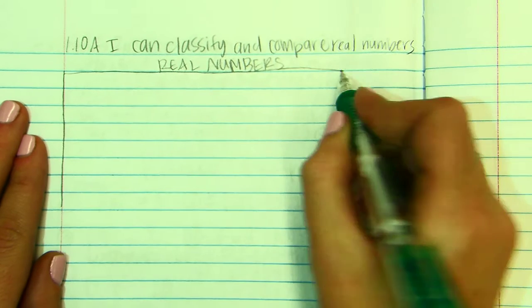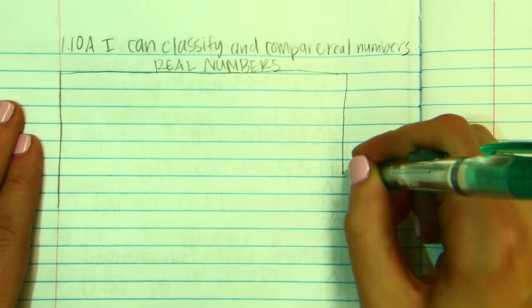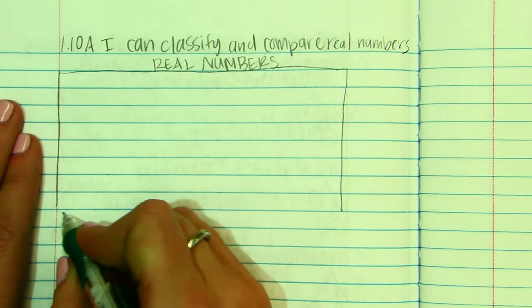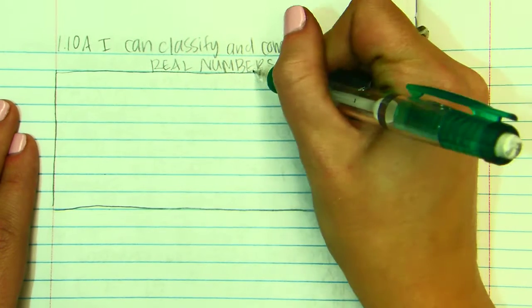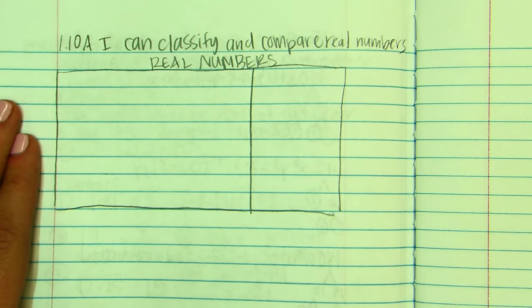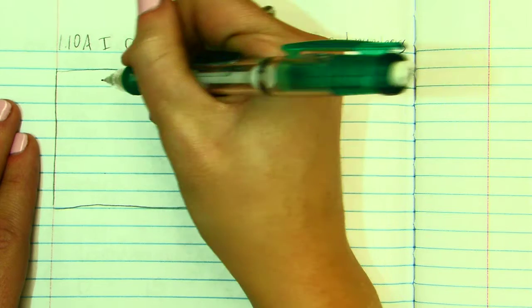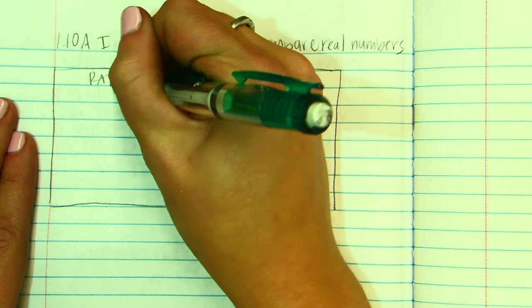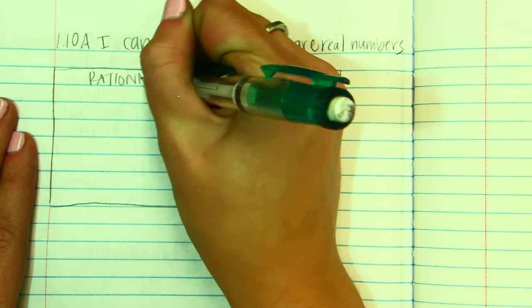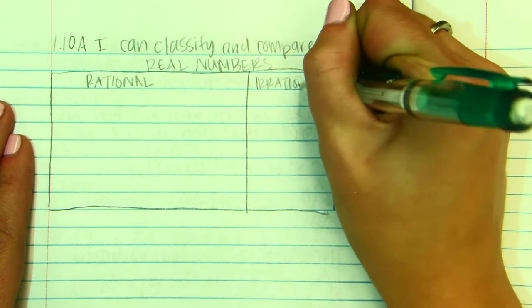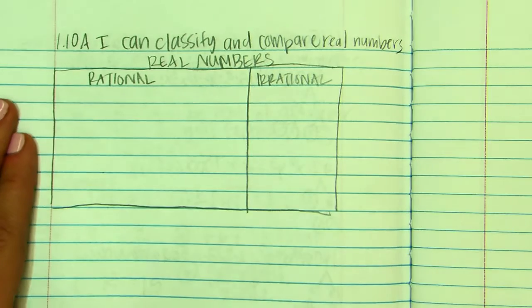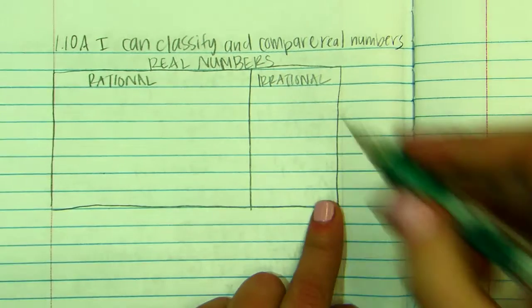And within your rectangle, you're going to cut it not in half, but maybe like into 2/3 and 1/3, like this. And over here, you're going to put rational numbers. And here is going to be irrational. Rational and irrational are our two most important categories for this year.